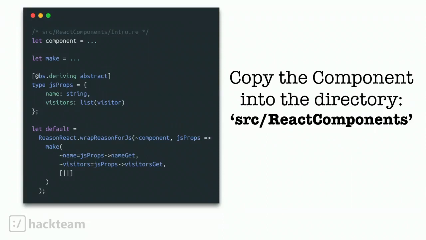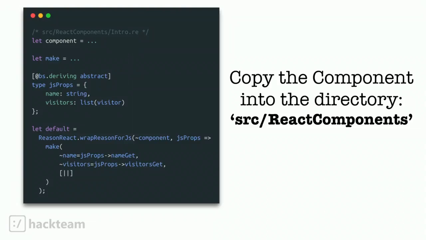So assume we have our component from Reason again, so the let component, the let make, then we need to add something below to define that we want to transpile this to JavaScript. So in here you can see that just below the make function, we're going to let BuckleScript know that we need to define some JS props, and those are props that we can inherit from the JavaScript application into this Reason component. So now we're going to accept name as a string, and we're also going to accept visitors as a list of the object visitor.